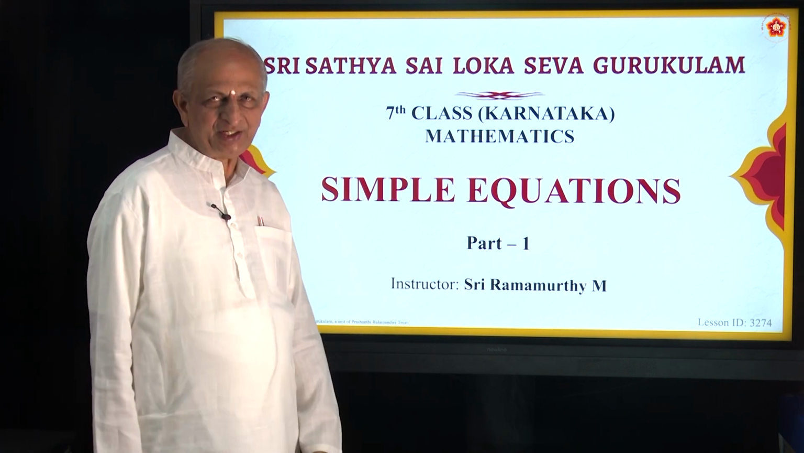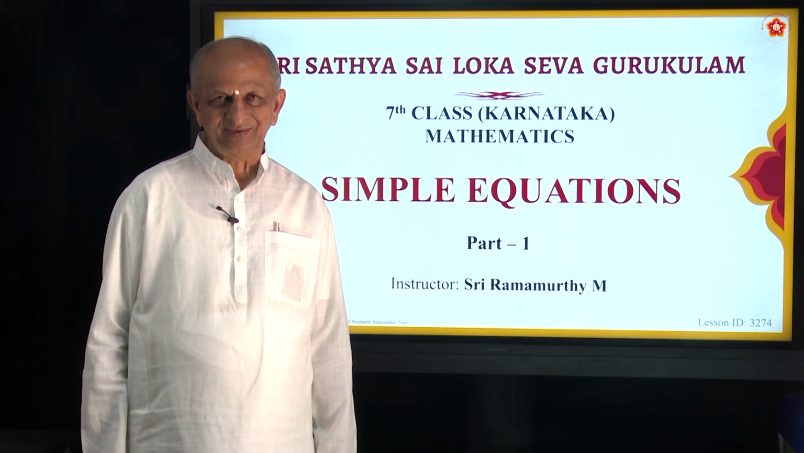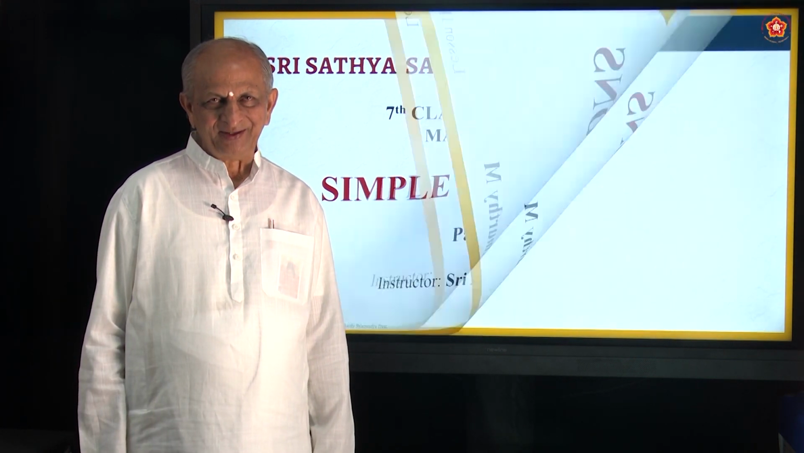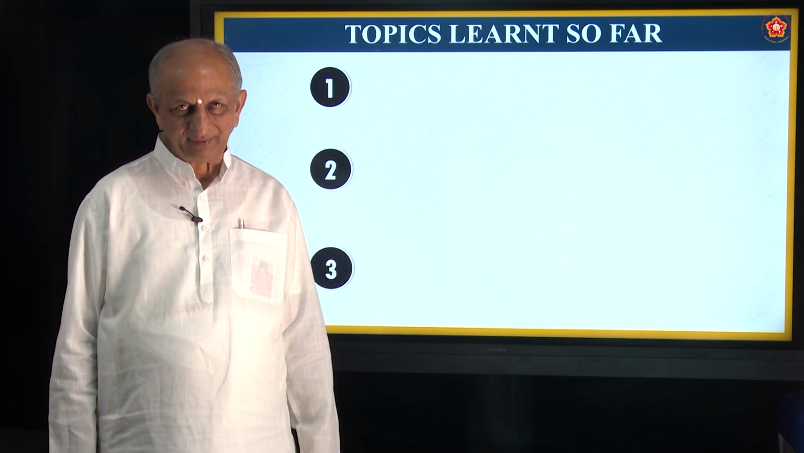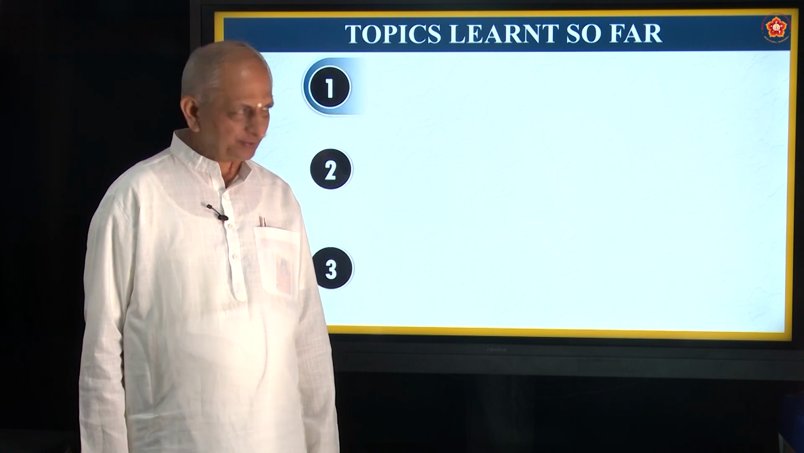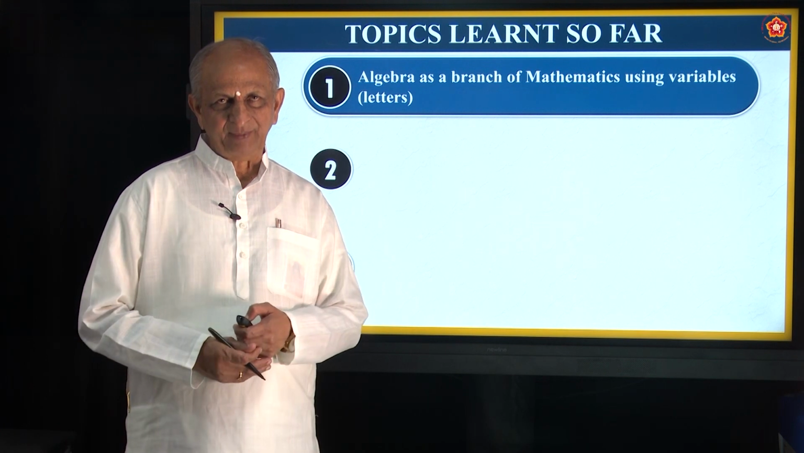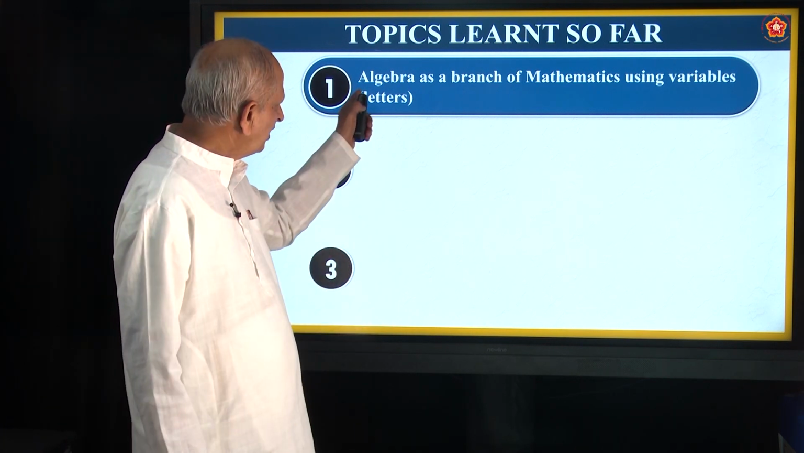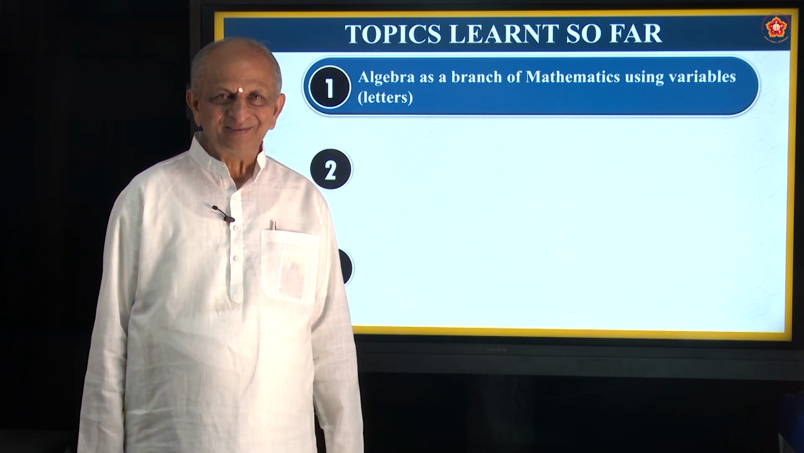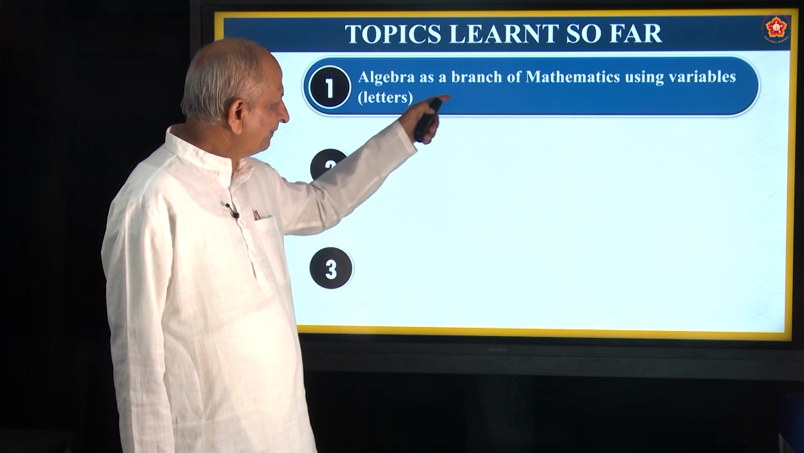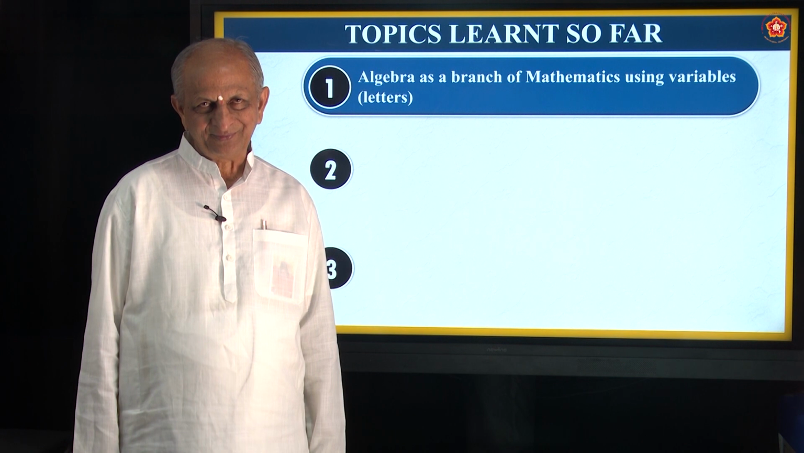Yeah, we have a very interesting topic today called simple equations. It is not complicated, very simple. Okay? Already you have studied in class 6th some of the things about equations, correct? So it comes under a branch of mathematics called algebra. What is algebra? Algebra is a branch of mathematics using variables.